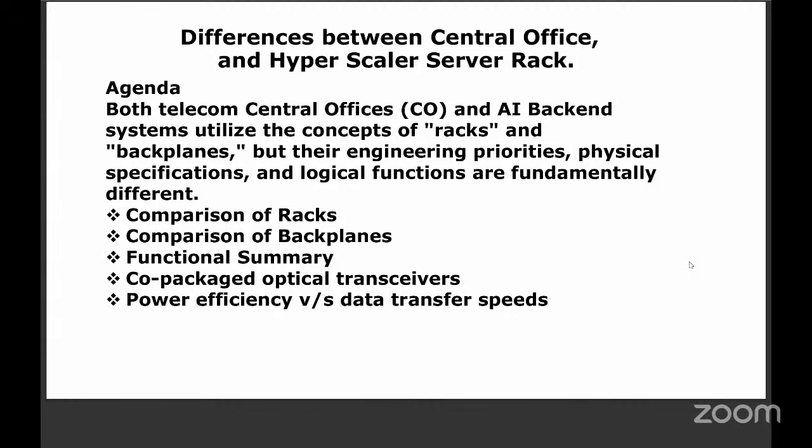And the retrofitting of central offices as well as the new hyperscaler racks, they depend heavily on optical transceivers. So that's why I thought a couple of slides on optical transceivers. And we talk about some power efficiency, the roadmap, etc. Then we go to a PCB level, maybe next episode onwards. Go to next page, please.